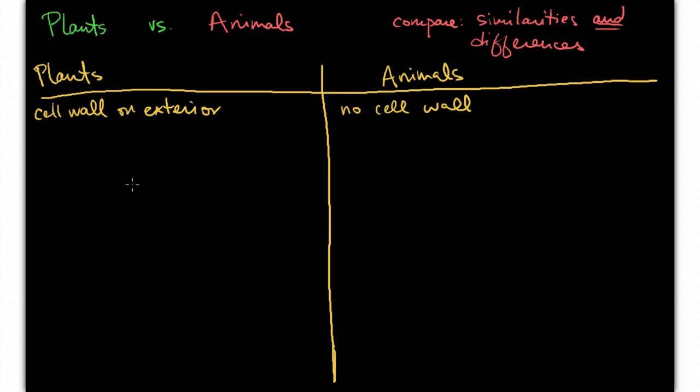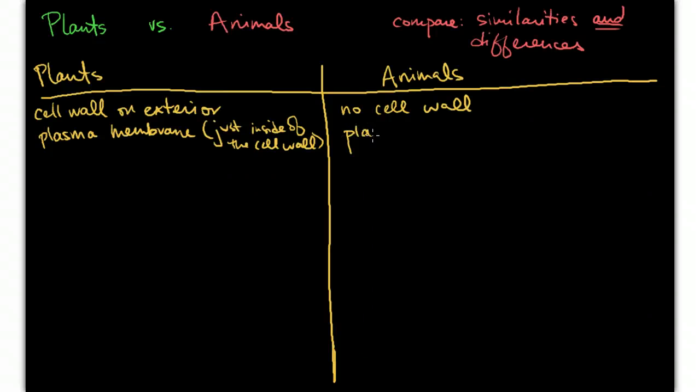A similarity would be that plants have a plasma membrane, and just to give you some more detail, this is located just inside of the cell wall. And animal cells also have a plasma membrane. Plants have chloroplasts, whereas animals don't. Now, these are generalized plant and animal cells.